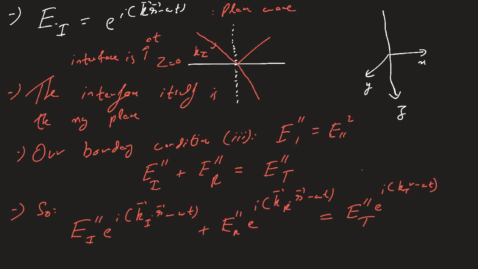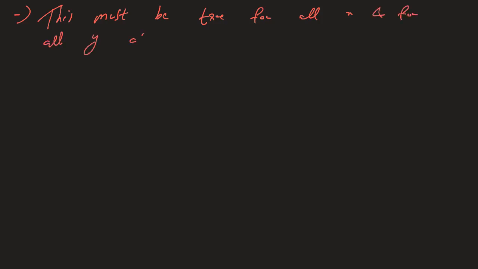So this is our condition at z is equal to 0, okay, for the parallel components using our boundary conditions. Now you see these boundary conditions, this must be true for all x and for all y at z is equal to 0, right? Otherwise you would have different phases as soon as you change x, and your equality will break down.